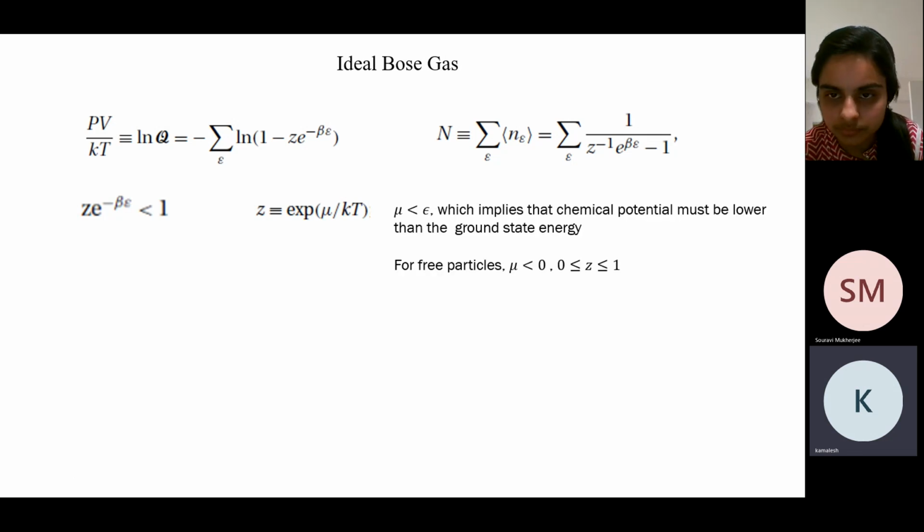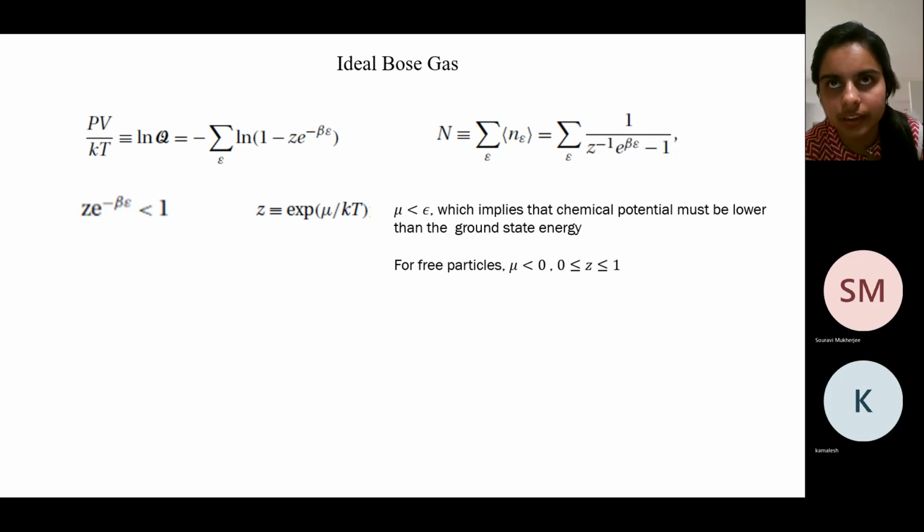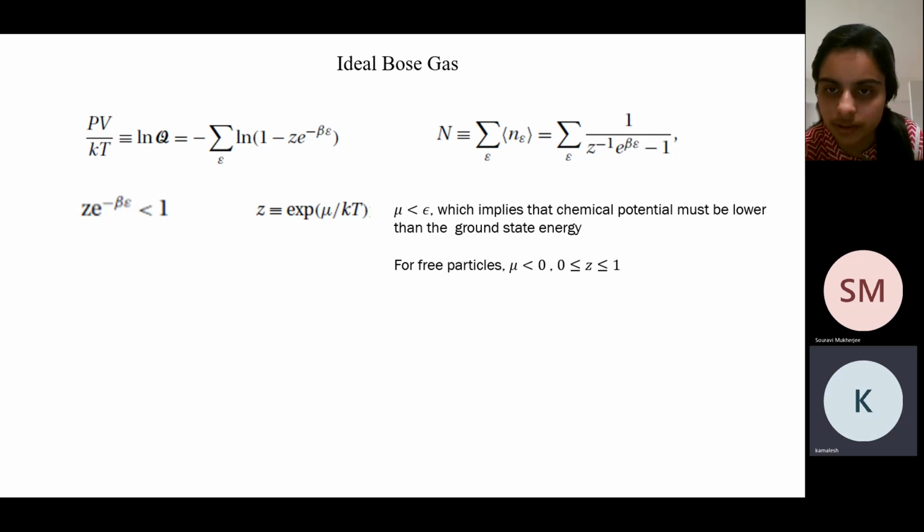Like for free particles, the lowest energy is E equal to 0, right? Free particle meaning energy equal to p square by 2m. So when there is zero momentum, your energy is 0, and the minimum energy possible is 0. So in that case, mu should be less than 0.